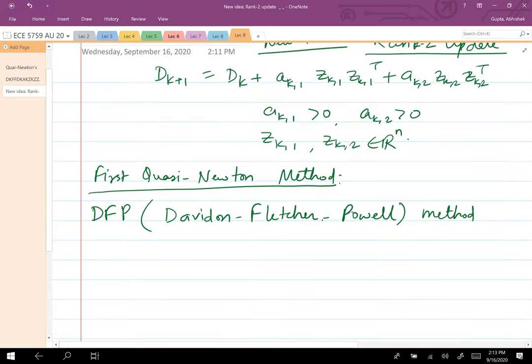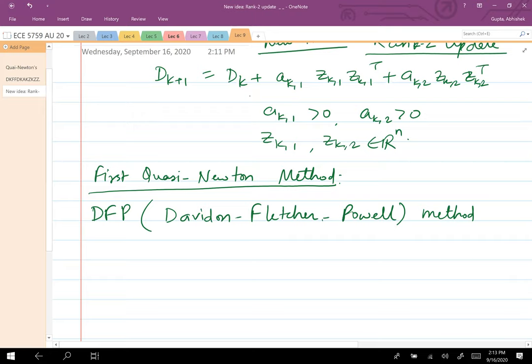Okay, so in the DFP method, you want to have a rank two update of the matrix DK. And if you go back to their paper, they do a similar derivation of what the optimal rank two update should be in order to get the values of ZK and ZK1 and ZK2 and so on, following the similar line of reasoning that we did in the previous exercise with the rank one update.